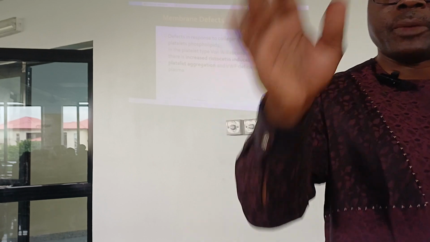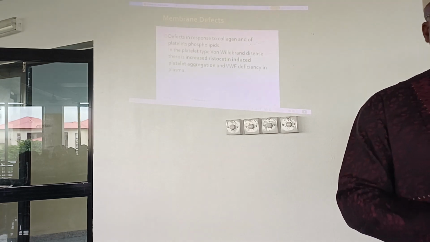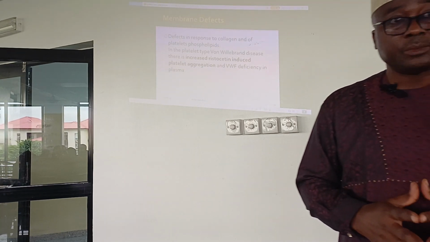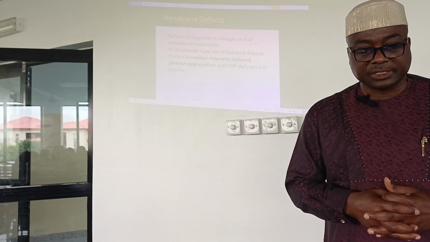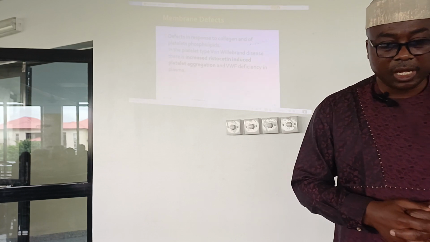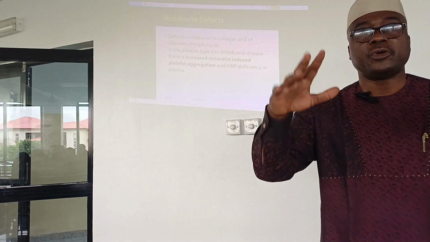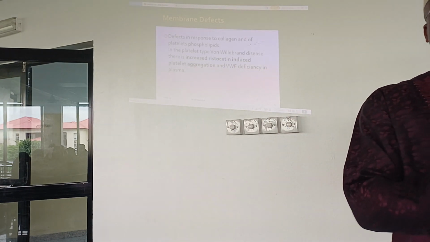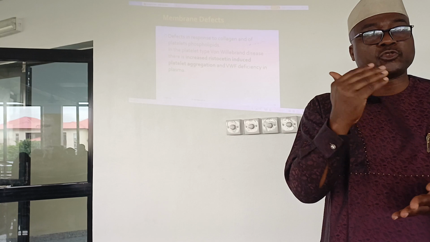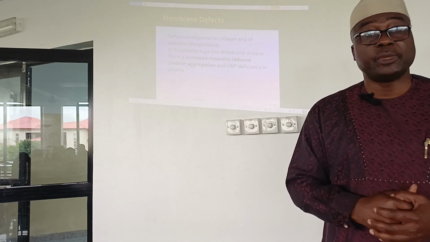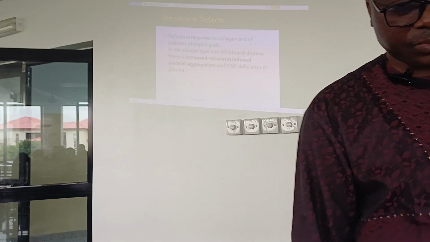There could be membrane defects, like defects in response to collagen because of abnormal phospholipid in the membrane. In type 1 von Willebrand disease, there is increased ristocetin-induced platelet aggregation and von Willebrand deficiency in plasma. Von Willebrand factor is also needed for platelet plug formation. If there is a problem with the membrane of the platelet, defective phospholipid in the platelet membrane is going to affect the function.